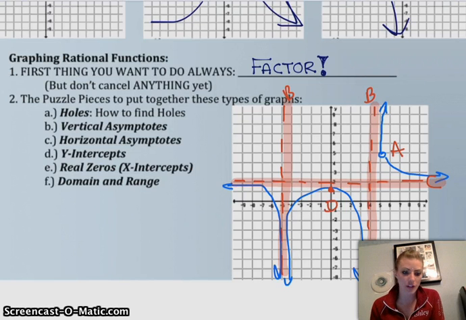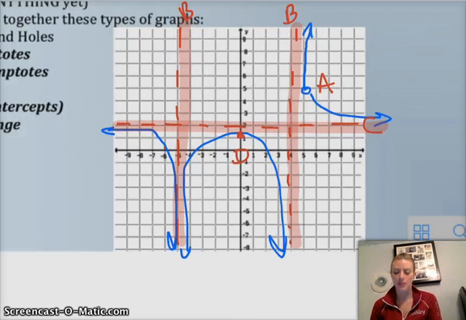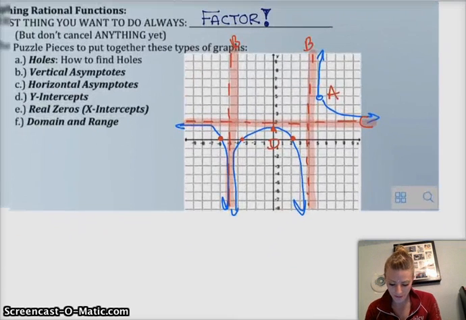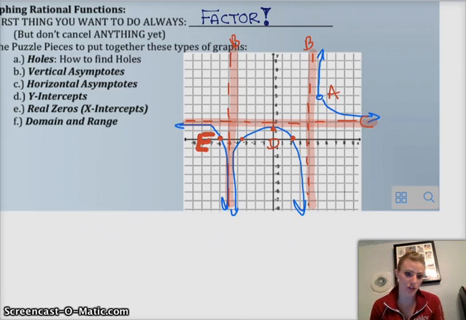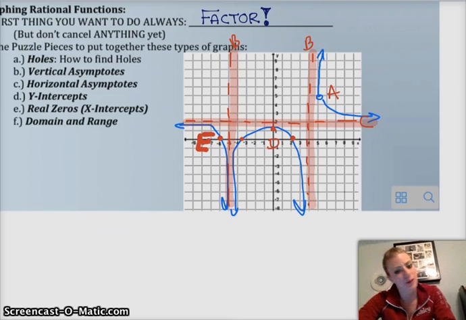Real zeros or your x-intercepts. Right? So that's going to be there and there and there in this case. And so your x-intercepts, that's E. Okay, and then lastly is be able to tell me what your domain and range are. So we're going to go over that as we go along. So let's do an example.